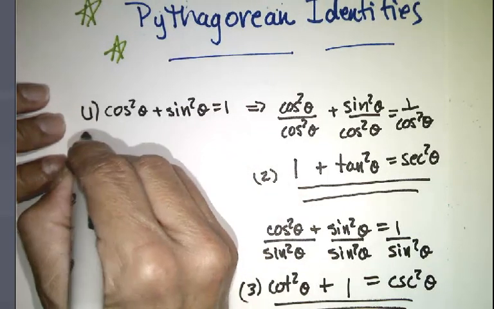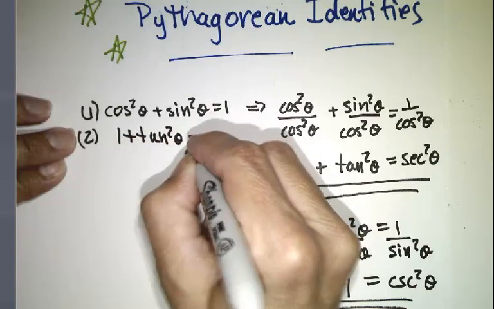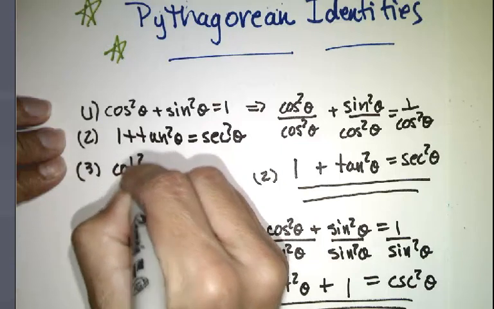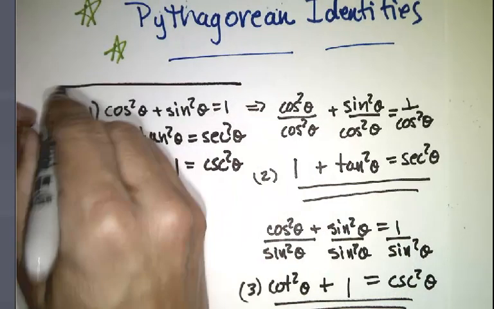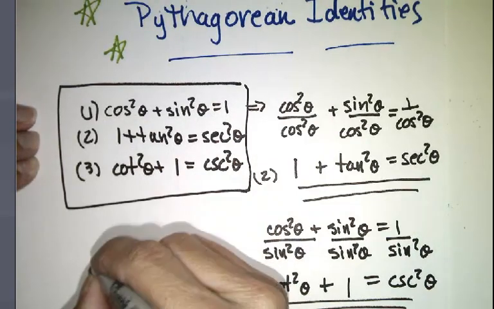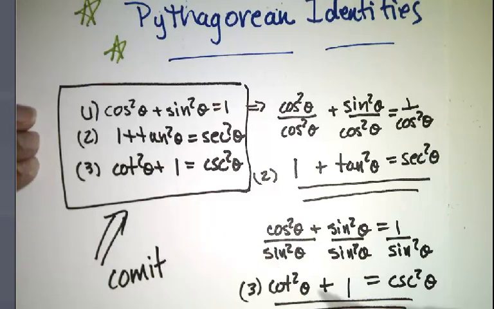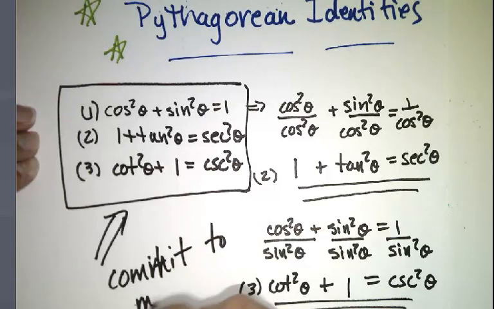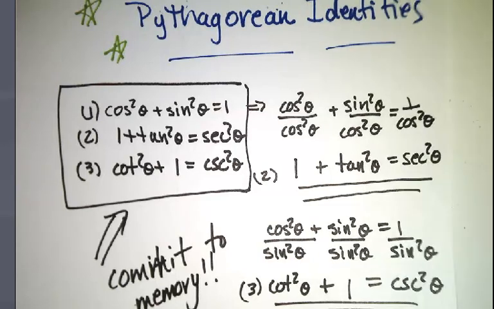So let's write them all together in a line here. 1 plus tangent squared theta equals secant squared theta, and cotangent squared theta plus 1 equals cosecant squared theta. You need to learn these. Commit to memory.